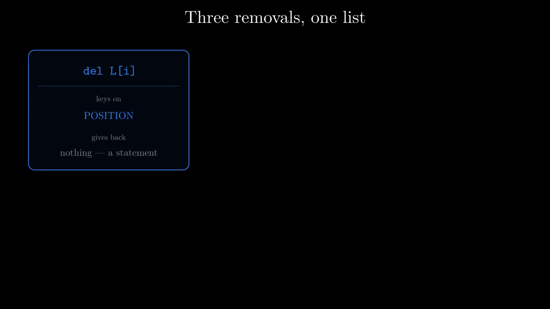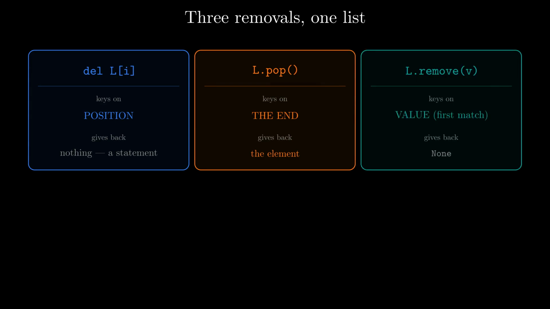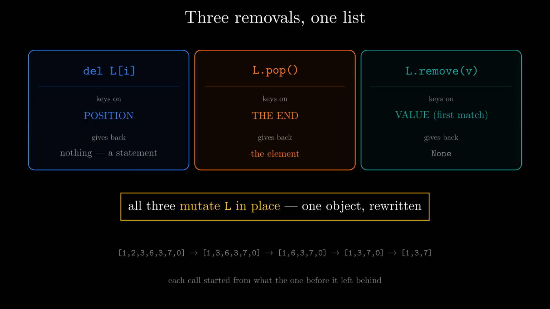3 removals, 1 list. Del takes a position, pop takes the end and gives the value back. Remove takes a value and deletes only the earliest match. Every one of them mutates the list in place rather than building a new one, which is why stacking them up means each call starts from the list the one before it left behind. Keep that reflex. The list you're holding has already changed.